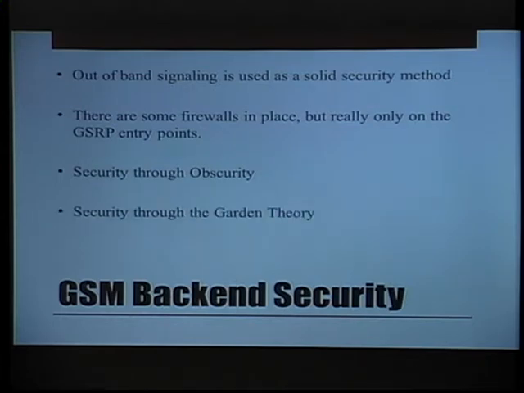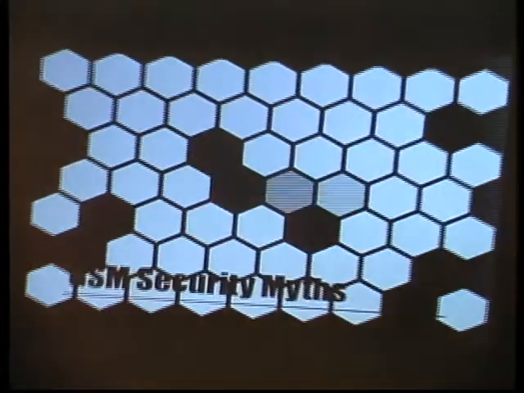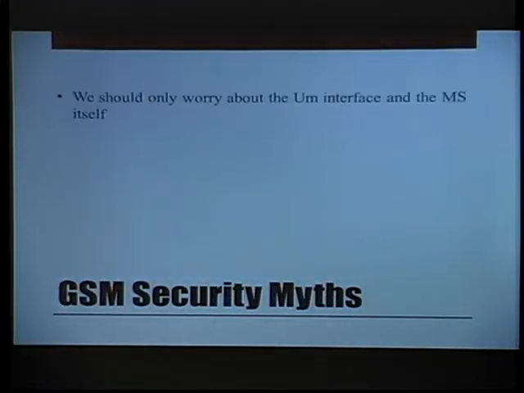And security through the garden theory. Garden theory is that only certain people will have access to the internal network, so we can have the internal network be insecure, and no one's going to get in. So these are security myths that I've heard from security professionals and other people alike. We should only worry about the UM interface, which is a wireless interface, and the mobile station itself. This is false, as we're knowing.